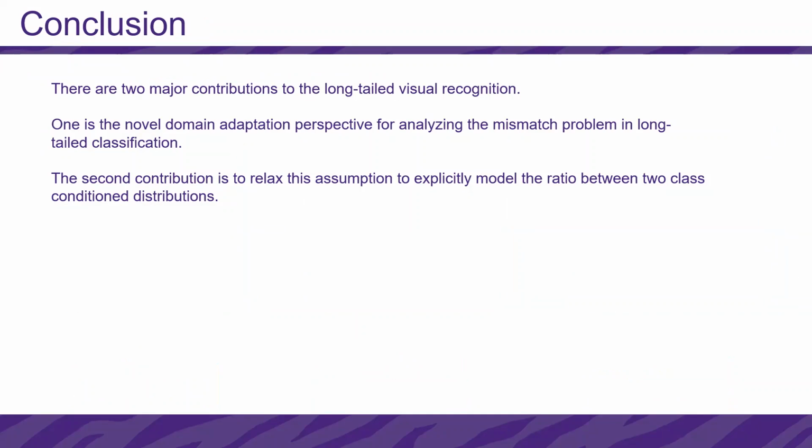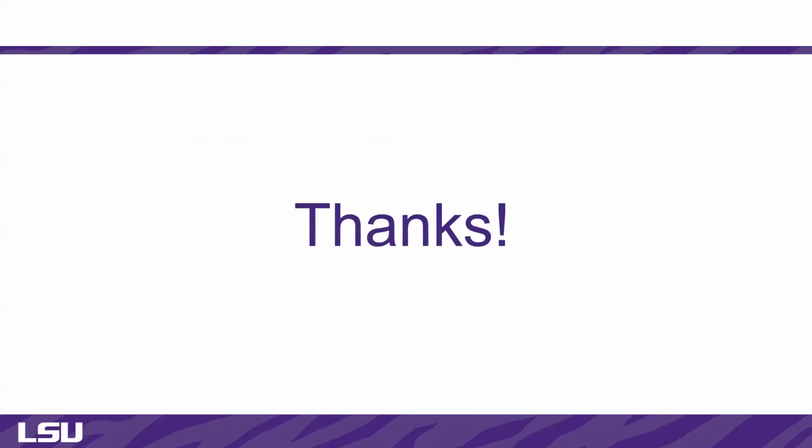Okay, here is the conclusion. There are two major contributions to long-tailed visual recognition. The first one is the domain adaptation perspective for analyzing the mismatch problem in long-tailed classification. And the second contribution is to relax this assumption to implicitly model the ratio between the two classes' conditional distributions. So that's all. Thank you.